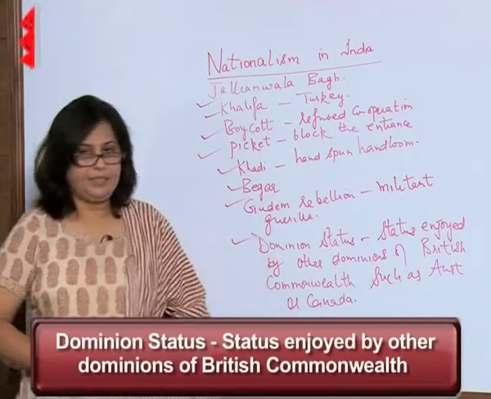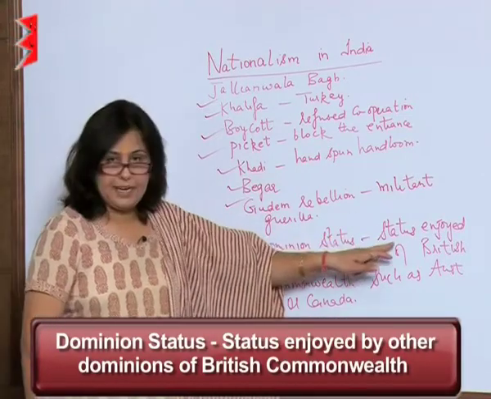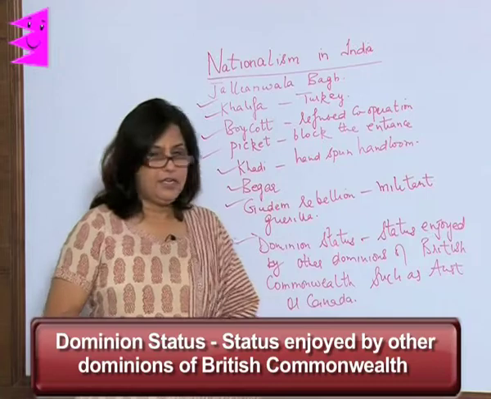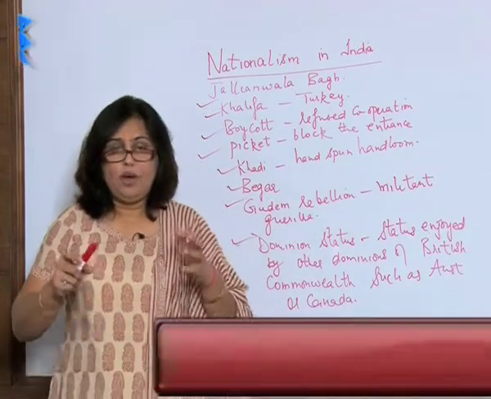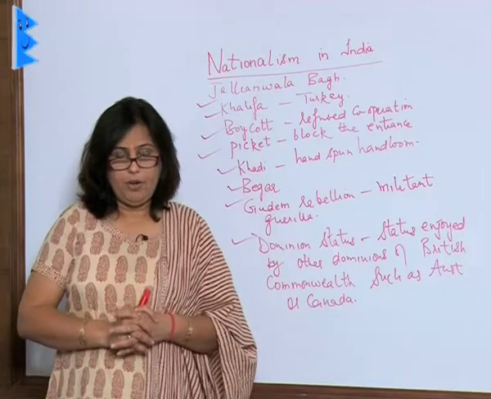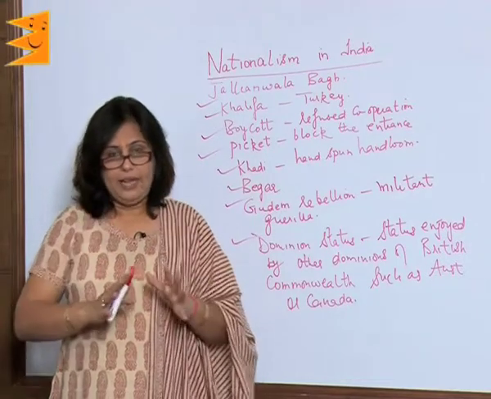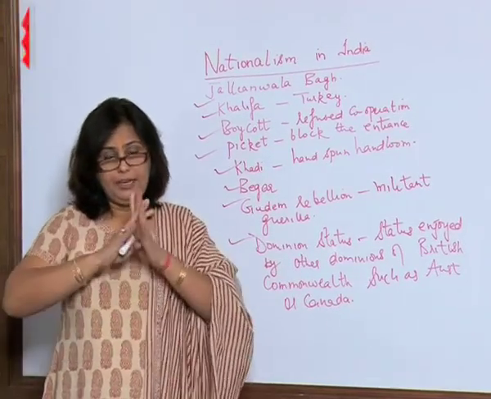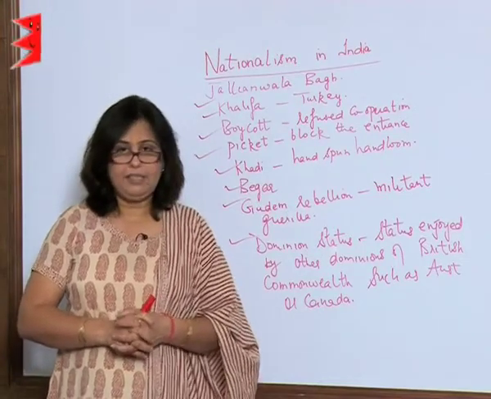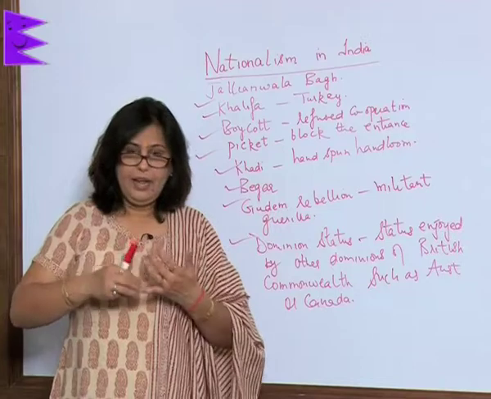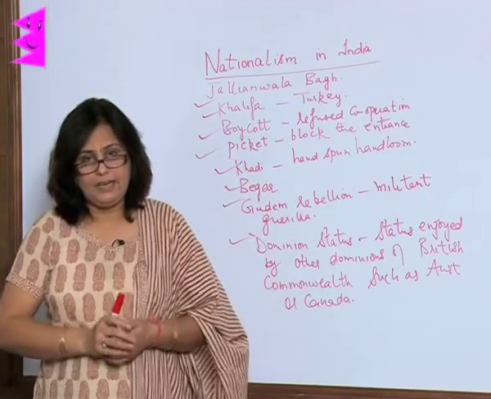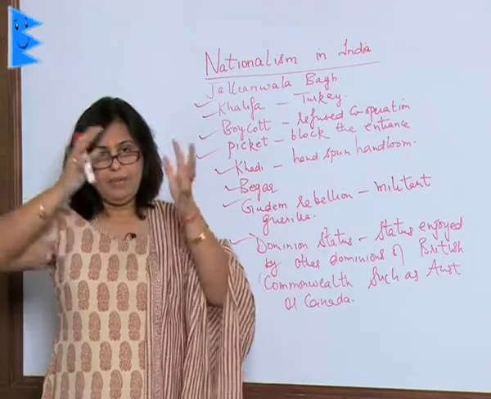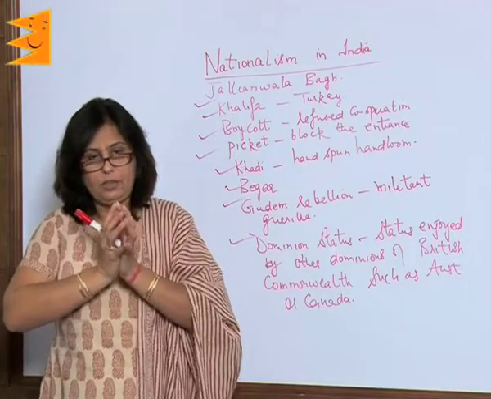Next is dominion status. Dominion status is a status enjoyed by other dominions of the British Commonwealth such as Australia and Canada. Commonwealth games, have you all heard of them? What is Commonwealth? At that time, since the Britishers thought themselves to be mighty and supreme, it was said that the sun never sets on Britain. So, Britain, along with all the colonies that it had in the world, was termed the Commonwealth. That is, everybody's wealth was actually one, the wealth of Britain.